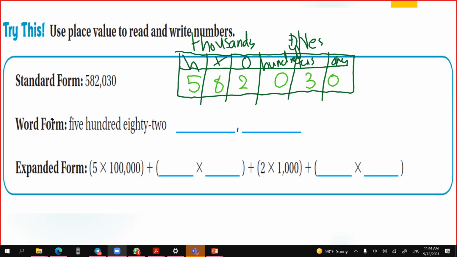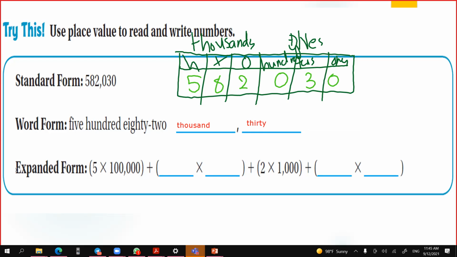Here now, in the word form, how do you read this number? No, wait, 582. Where did the 582 live? 582 what? What do you have to write here? Where did they live? Thousands. Then continue. But without "and". Comma 30. Bravo, thank you so much.